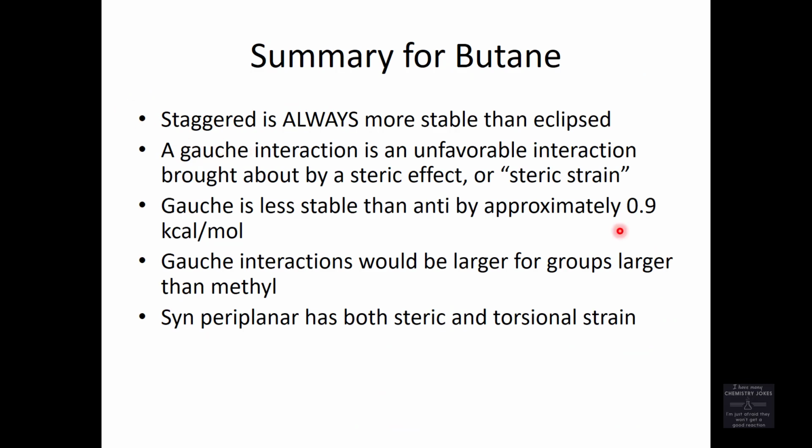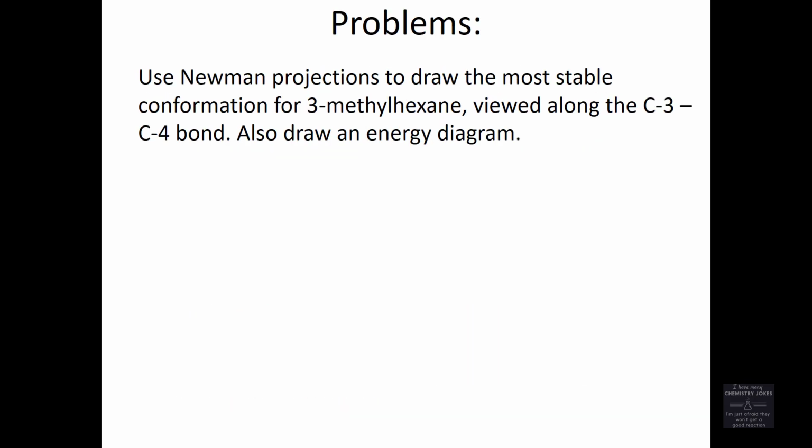Gauche is bad news. There's a numeric value for how much a gauche interaction costs you, how much energy it raises the molecule by. If we have something other than a methyl interacting, so butane had 2 CH3s, if it were a pentane, for instance, we would have a CH3 and a CH2CH3. We would have a methyl and an ethyl interacting. So the numeric value for a methyl-ethyl interaction is larger than a methyl-methyl interaction. Whew. Synperiplanar, bad news. It's the worst of the worst.